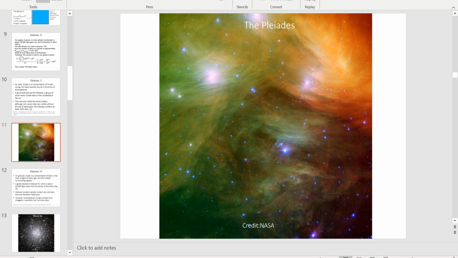Remember, these are components of galaxies. These are tiny components of galaxies. The Pleiades is one tiny segment of one spiral arm of the Milky Way. So galaxies contain huge numbers of these regions.